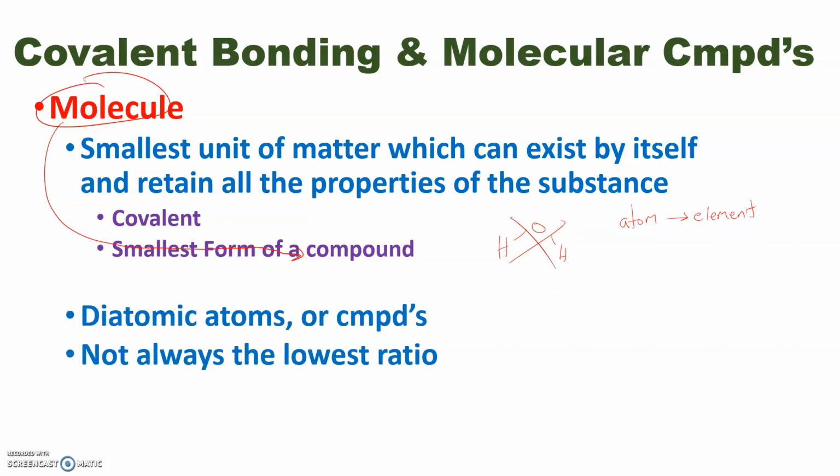Now, write this down. There are diatomic atoms. Just write that down. It's not really important right now. But notice that they're not always in the lowest ratio. When you deal with ionic compounds, you always write them in the lowest ratio. But for covalent compounds, you can have C2H6. Notice this is not the lowest ratio.